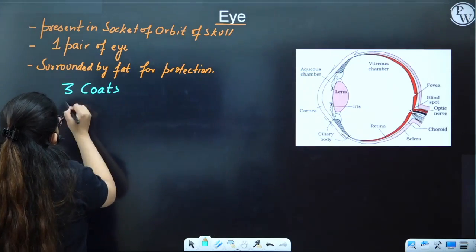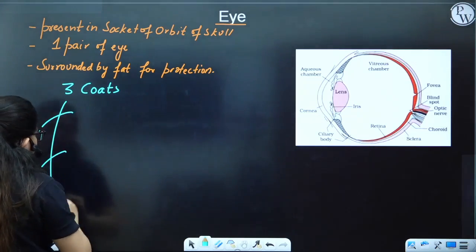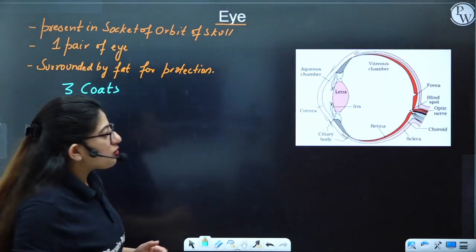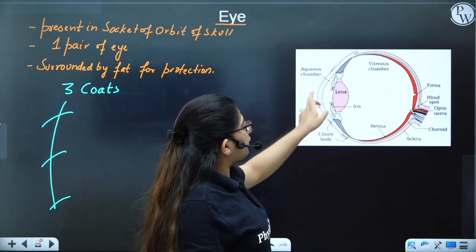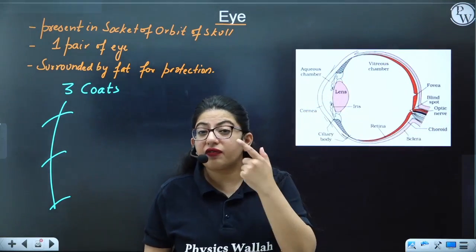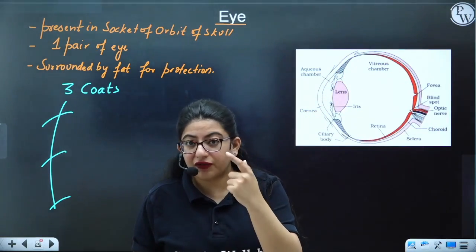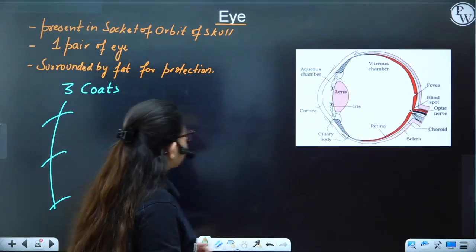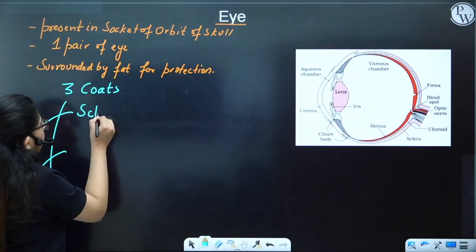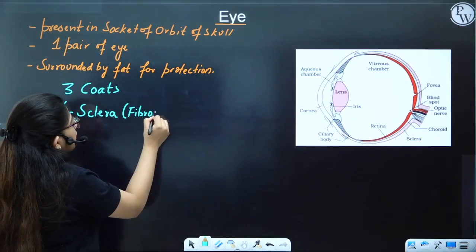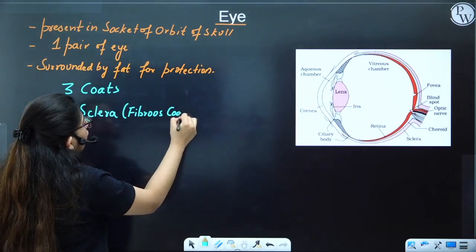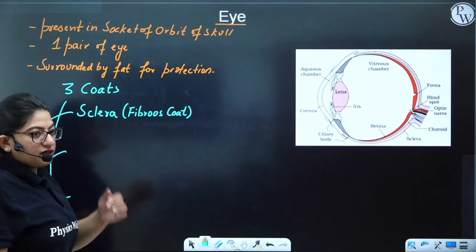I'm talking about three coverings or coats from outside to inside. As you can see here, there is this white color covering, which is known as sclera. The white portion that you can see in your eye is your sclera. The outermost covering, or coat, of the eye is the sclera. It's a fibrous coat because it contains a lot of collagen fibers.